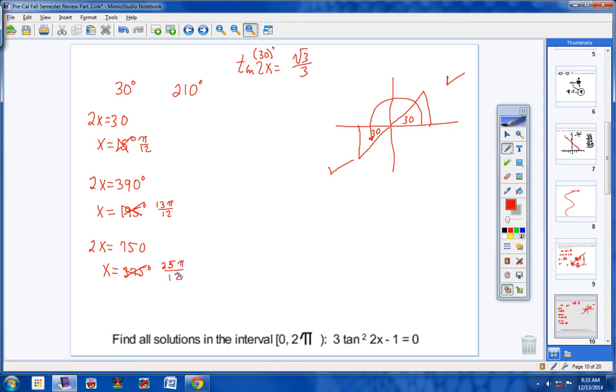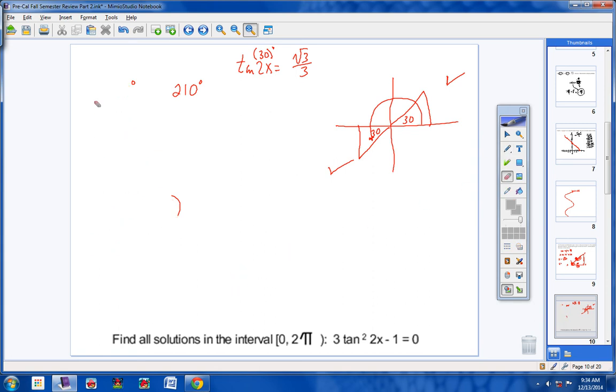Now, Mr. Arrow, how do you know that's bigger than 2 pi? Because 25 over 12 is 2 and 1/12 pi. So it's bigger than 2 pi. So you do not accept this answer. So far I have 2 answers. 1, 2. Now, students, in about 3 seconds, I'm going to erase all this. So if you're not done, pause the video and copy this down. Okay, I'm going to erase it. 3, 2, 1. All right, here we go.